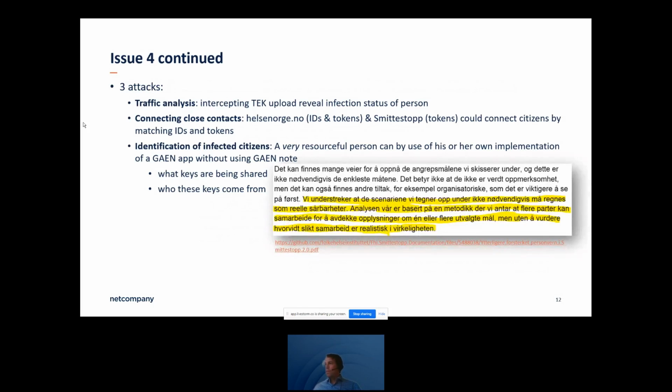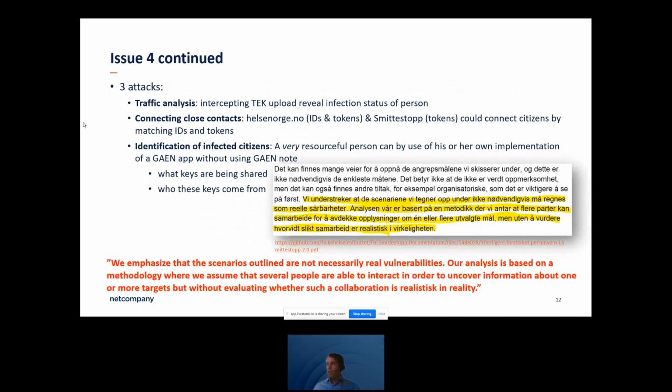They write here, and I translated this, it is in Norwegian: We emphasize that the scenarios outlined, so the 3 attacks here, are not necessarily real vulnerabilities. Our analysis is based on a methodology where we assume that several people are able to interact in order to uncover information about one or more targets, but without evaluating whether such a collaboration is realistic in reality.